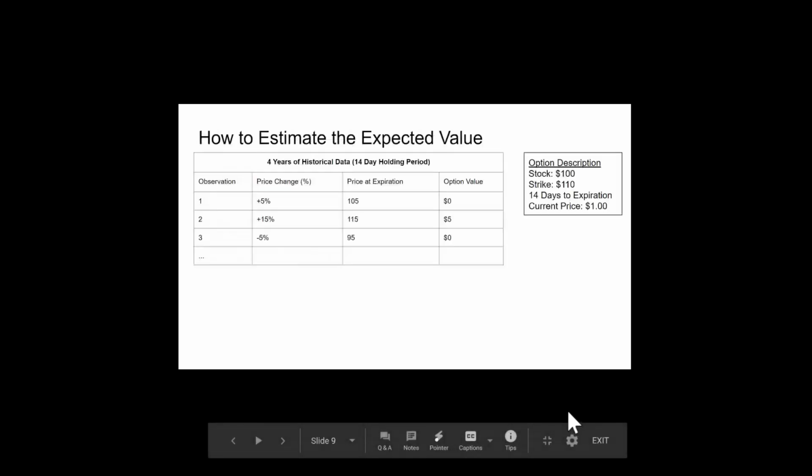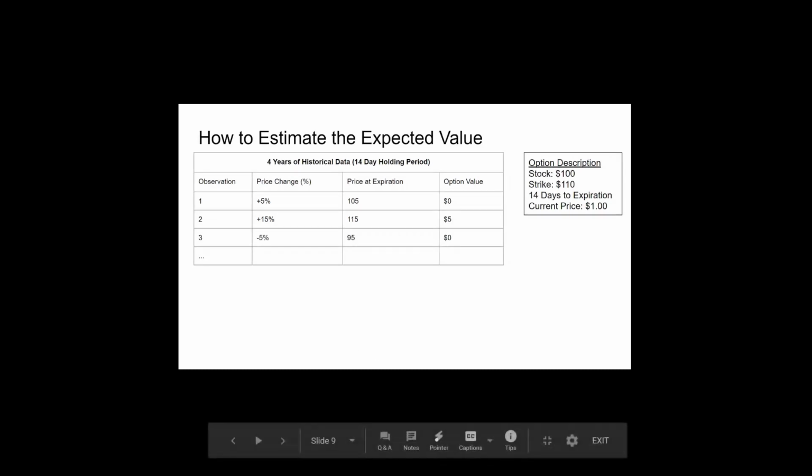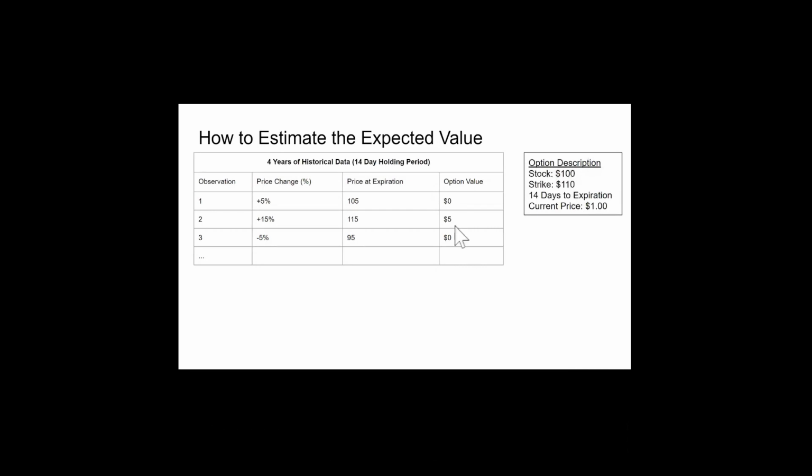So let's say in the last 4 years I collect all my data, and I have data observation 1: over a 14-day period, the stock increased 5%. That means it'll go to 105 if it does it again, but that's not enough. The option will be worthless, 0. Observation 2, it increased 15%. That means the stock would go to 115 this time, which means this 110 call will be worth $5 at expiration. Observation 3, it was down 5%, so it'll go to 95. This option will be worthless. So you do that over and over and over.